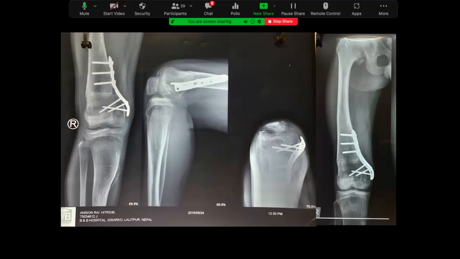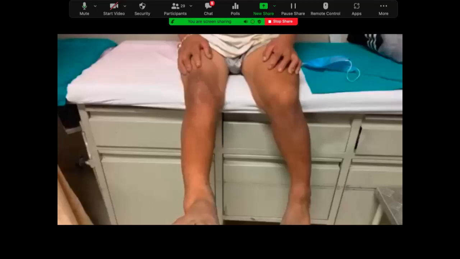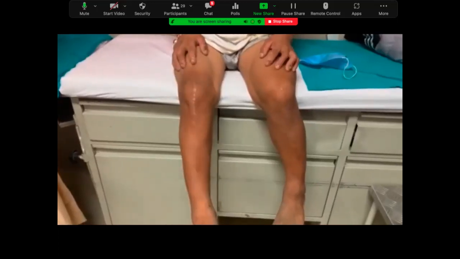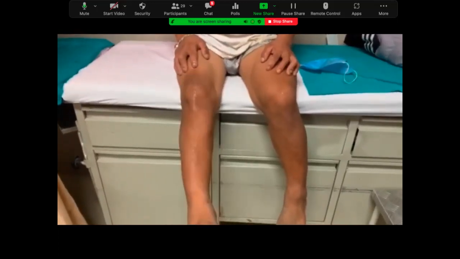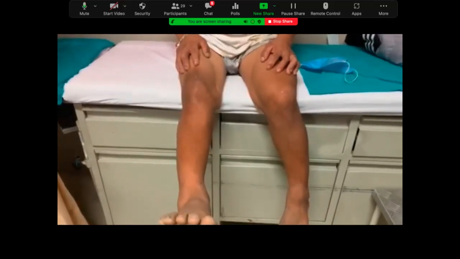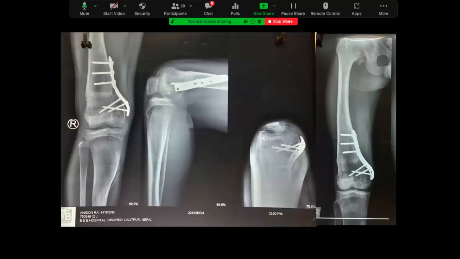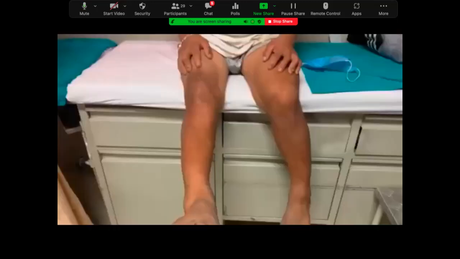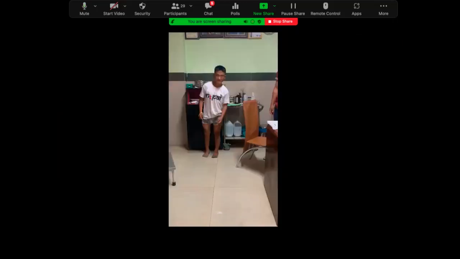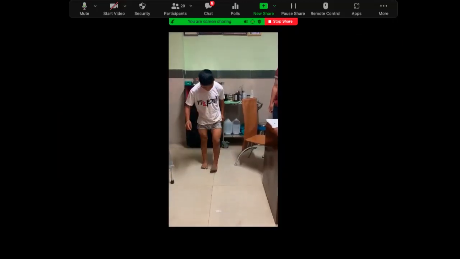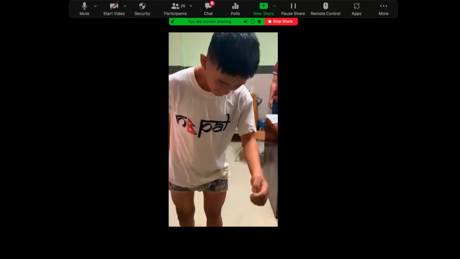Very smiley boy, and he came with this X-ray where all the osteotomies are united. If you just look at the right side, he was not dislocating anymore. You can see in the X-ray, if you remember the previous X-ray, the patella was completely on the lateral femoral condyle, but here the patella is sitting at the center. The most heartening thing was the patient was so happy that he could walk, and since he started rehabilitation, he hasn't fallen again.